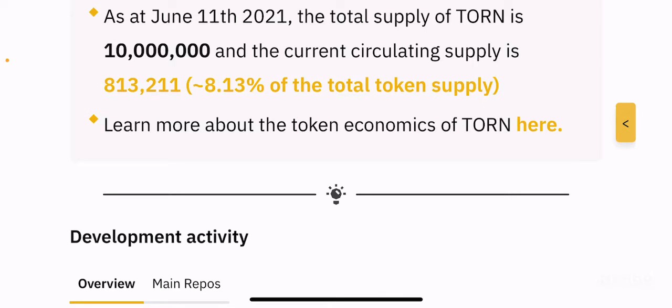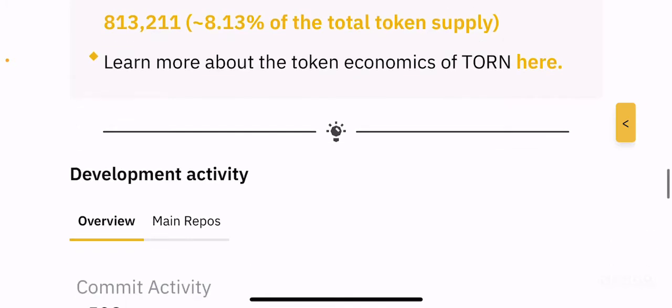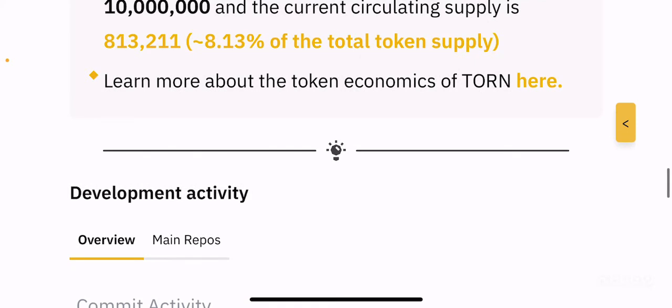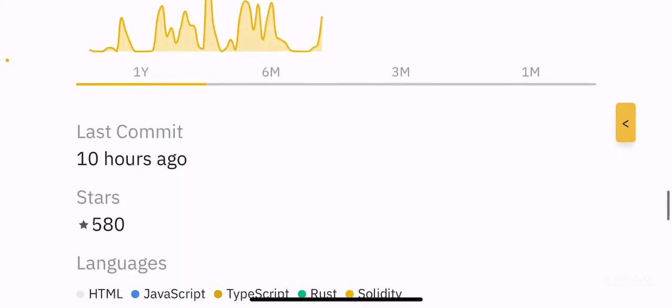As of June 11th, 2021, the total supply of TON is 10 million tokens, and the current circulating supply is 813,211, which is about 8.13% of the total token supply. This is a very low circulating supply compared to its max supply, and you can clearly expect some short-term price dumping because of that, right? You can learn more about the token economics, or tokenomics, of the TON token here by clicking on this link, and that's pretty much it.